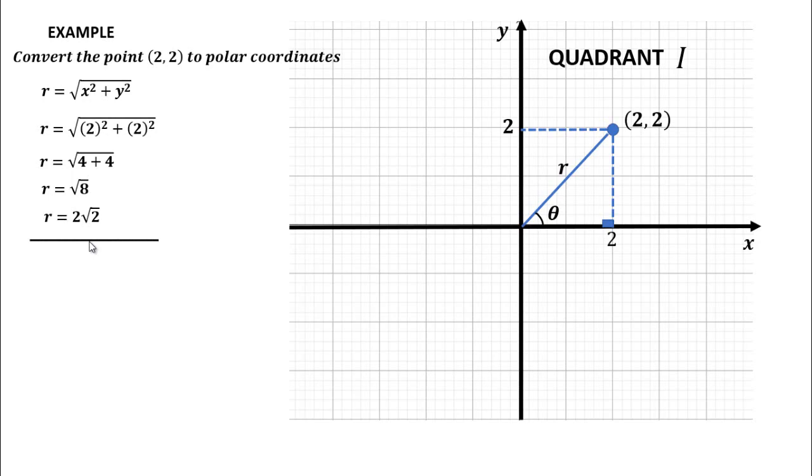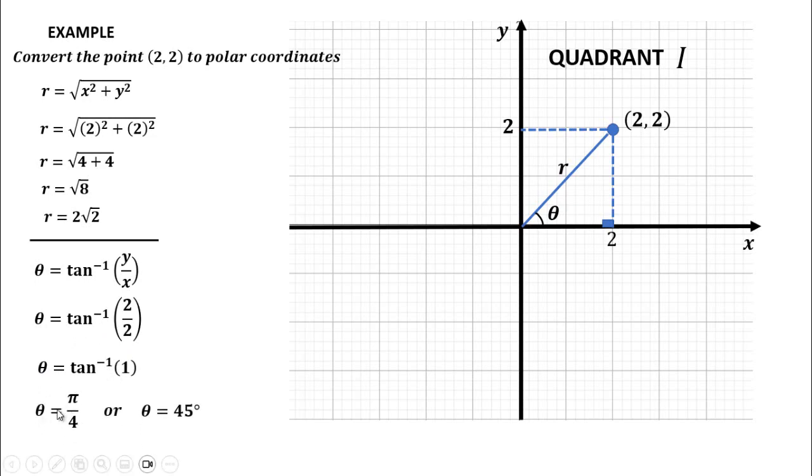Now let's calculate the value of the angle theta. So we can apply the formula theta equal to inverse tangent of y over x. Substituting the values of y and x, we have theta equal to inverse tangent of 2 over 2. If we simplify this, we obtain theta equal to inverse tangent of 1, which is theta equal to pi over 4, or theta equal to 45 degrees.